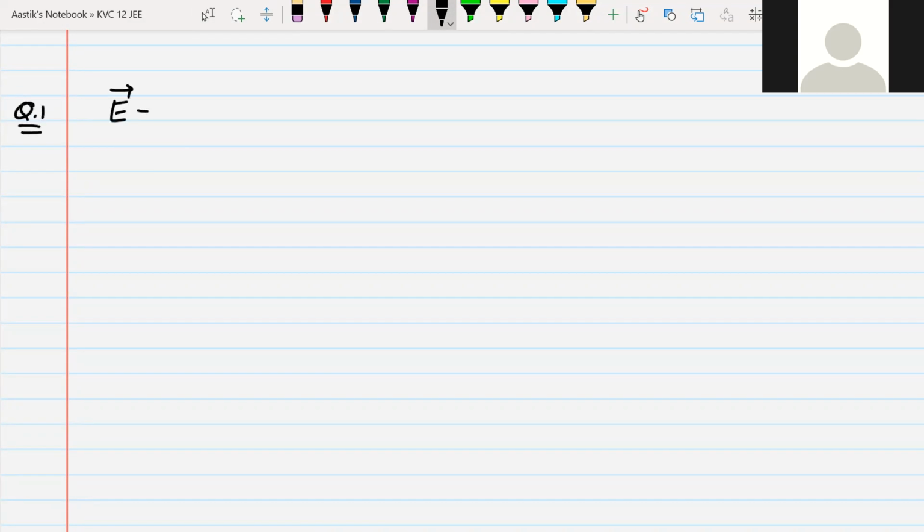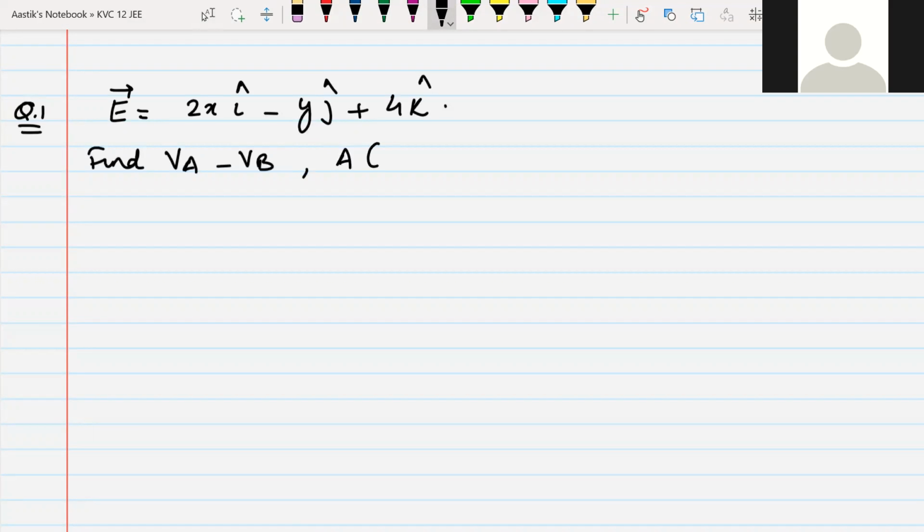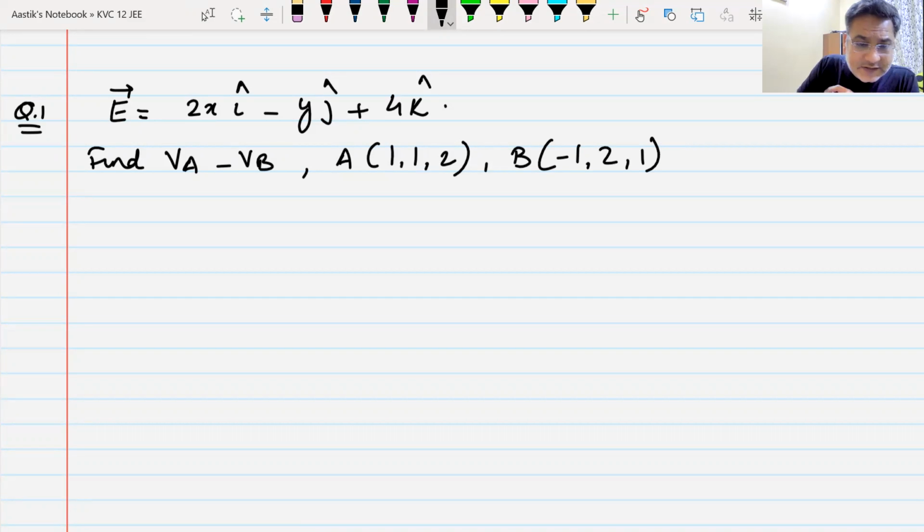An electric field at any point in space is given by 2x i minus y j plus 4 k. Find the potential difference between A and B. Coordinates of point A are 1, 1, 2. Coordinates of point B are minus 1, 2, 1. You have to find the potential difference between these two points. The electric field is given to you in this fashion.